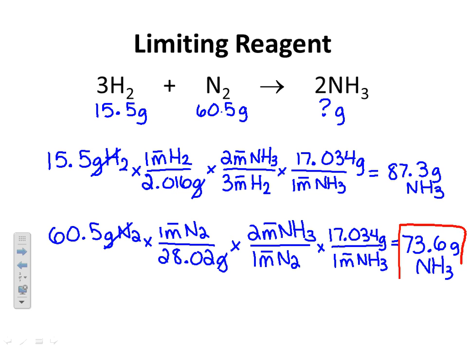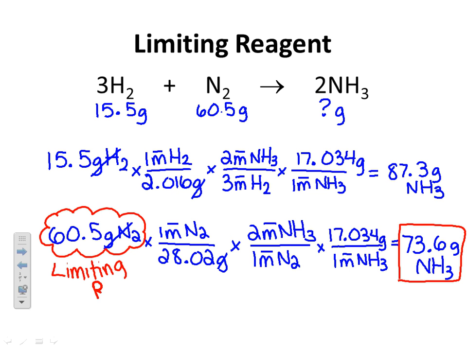The smaller of the two, okay? I can only make 73.6 grams with 60.5 grams of nitrogen. So once the 73.6 grams are made, you're out of nitrogen. The nitrogen is gone. That's your limiting reagent. So we don't use all of the 15.5 grams. That's in excess. We don't get to the 87.3 because we don't have enough nitrogen to get there.